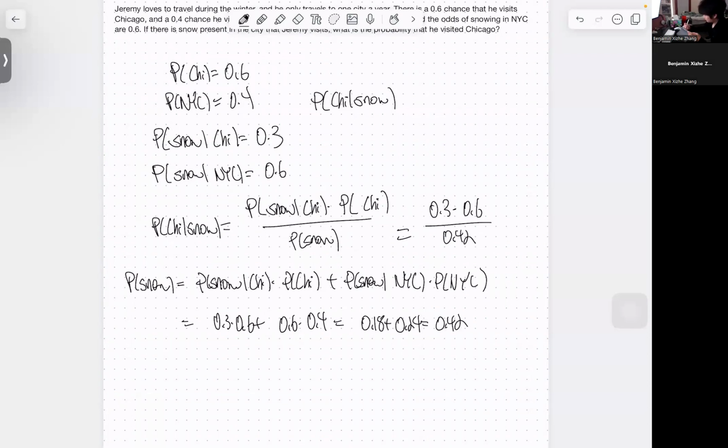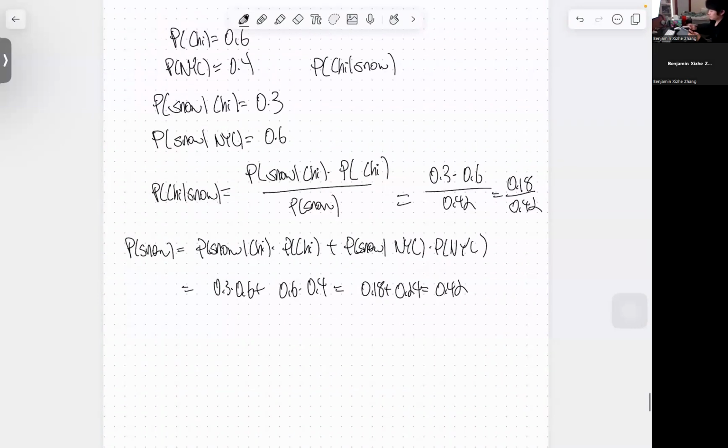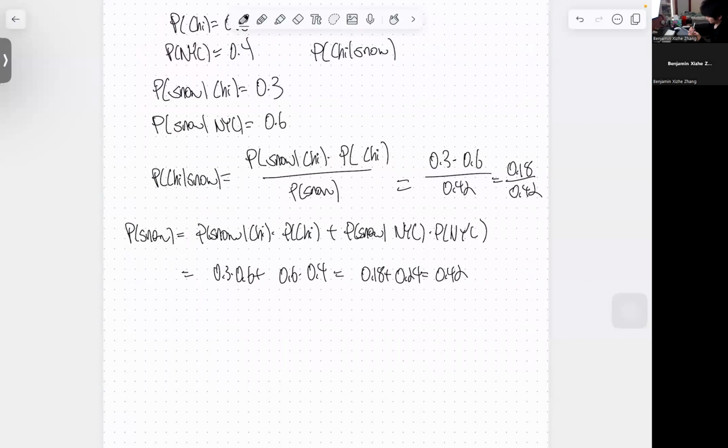Plug that in over here. This 0.18 over 0.42, and simplifying that, 18 over 42 is just 3 over 7.